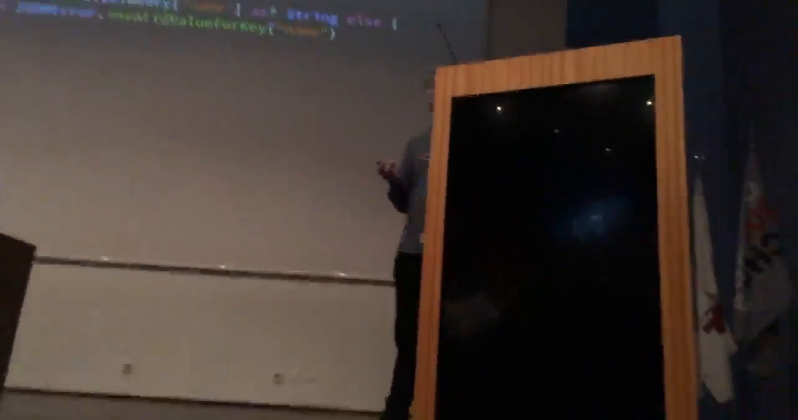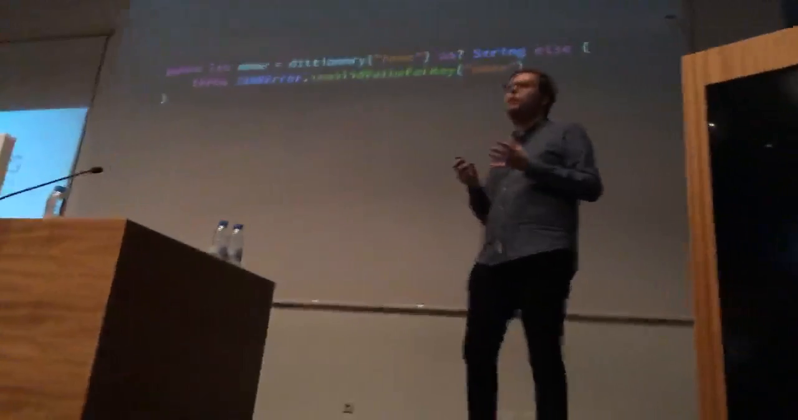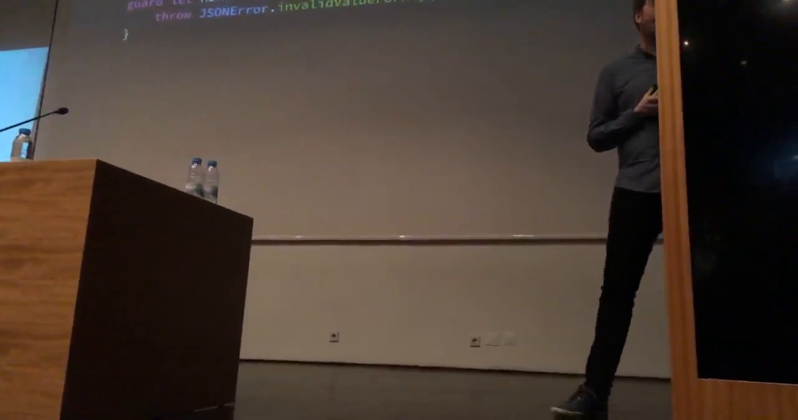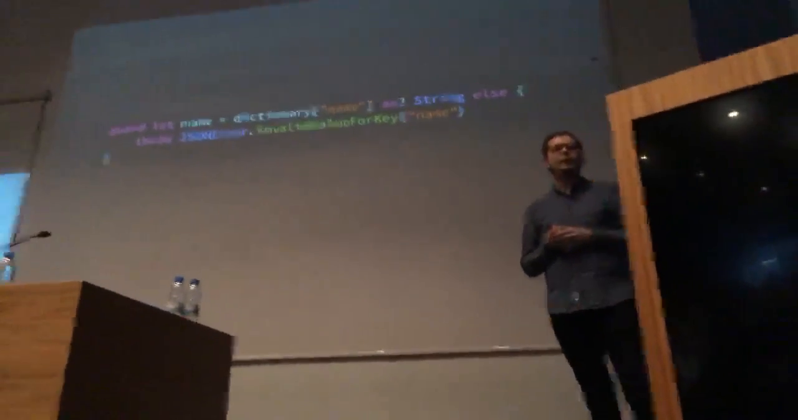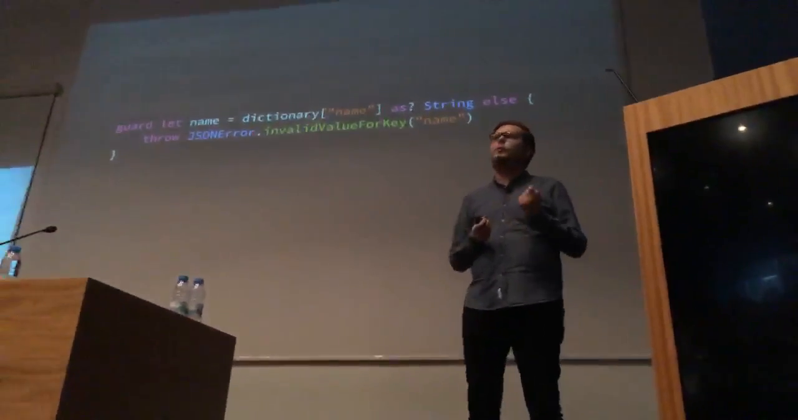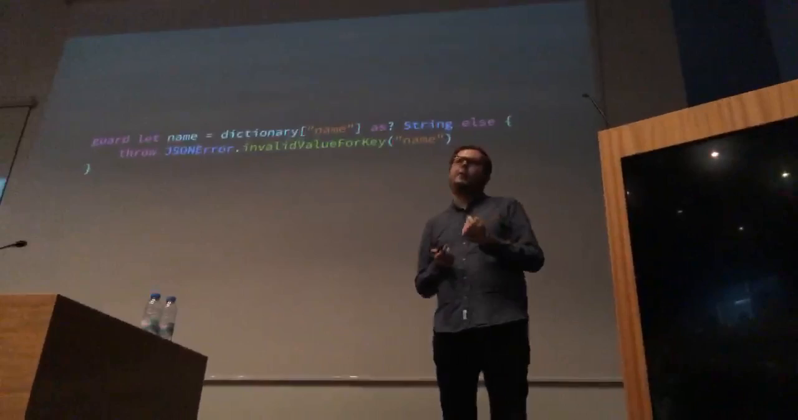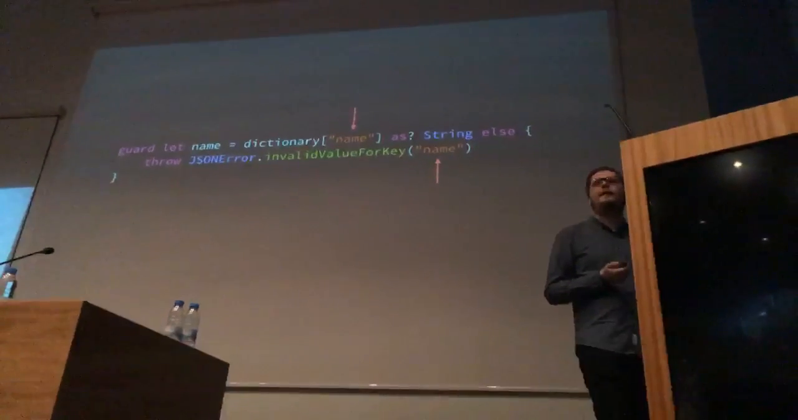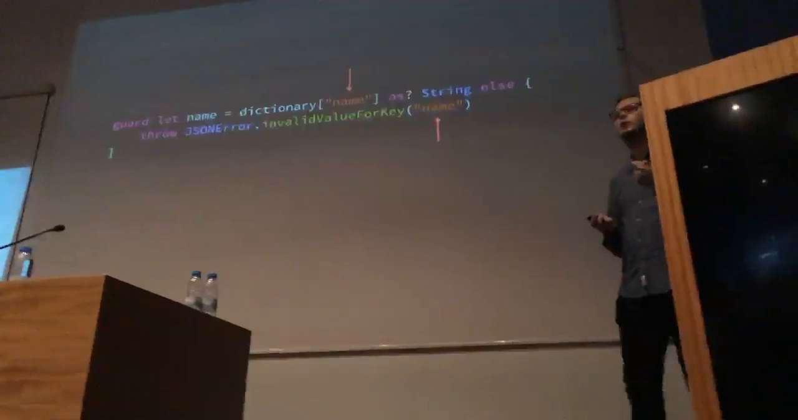And I took a closer look at one of these guard statements that we had before, where we were conditionally unwrapping one of these values. And I noticed that there's actually quite a lot of duplication going on in the statement here, if you look closer at it. Well, first of all, we can see that we have to specify the key that we're decoding twice.